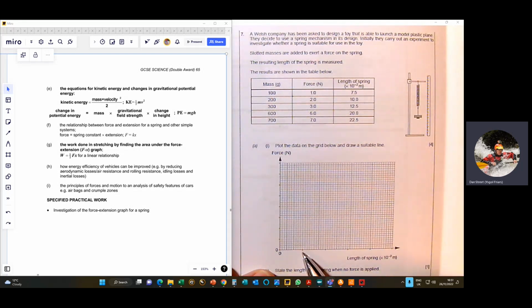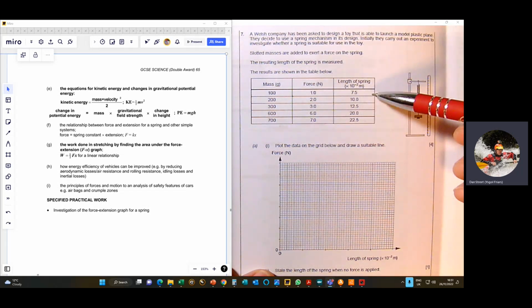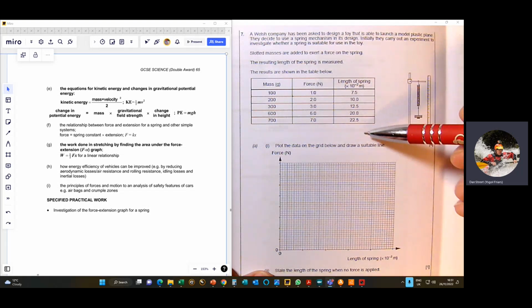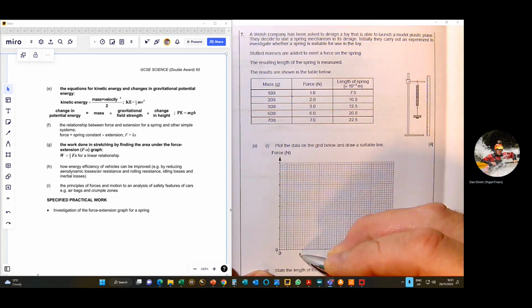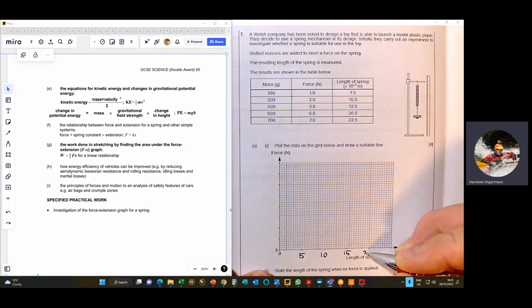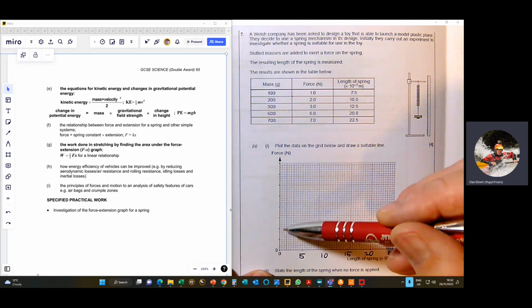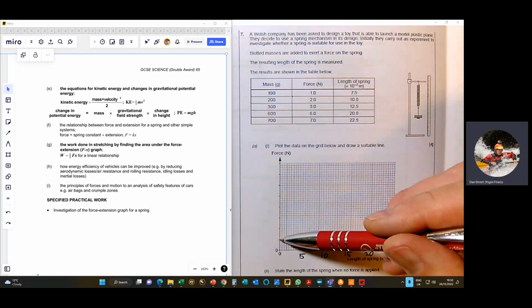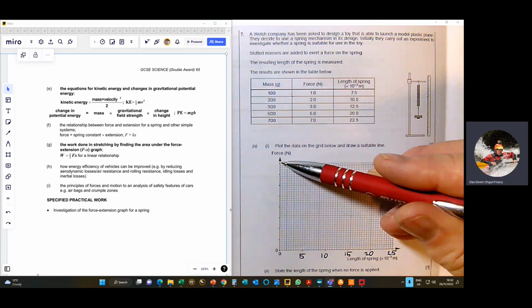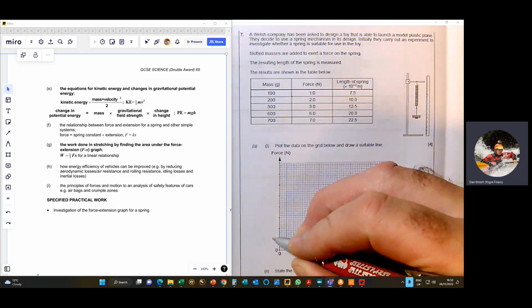So if we look across the bottom here, we've got 1, 2, 3, 4, 5 spaces, into which we're going to have to fit 22.5 times 10 to the minus 2 meters. So in other words, we can number these off in fives. Then we'll end up with a suitable scale because it goes up to 25, which is slightly higher than our maximum value here. Up the side, we've got 8 spaces, 1, 2, 3, 4, 5, 6, 7, 8, and we need to accommodate 7 newtons of force. So again, a reasonably easy scale.